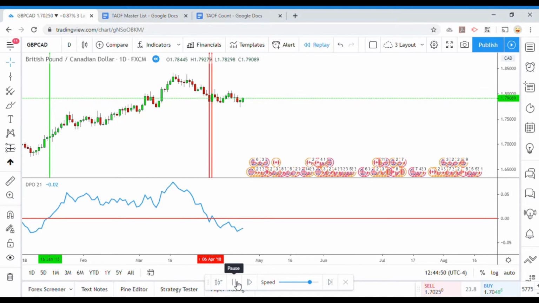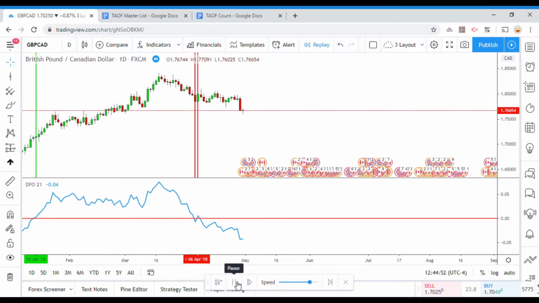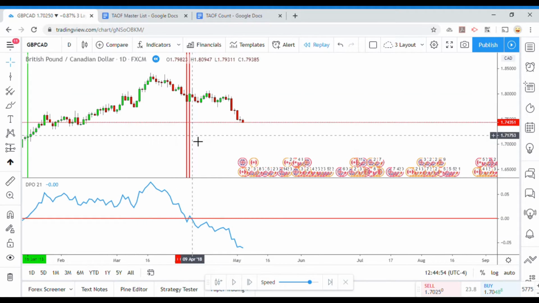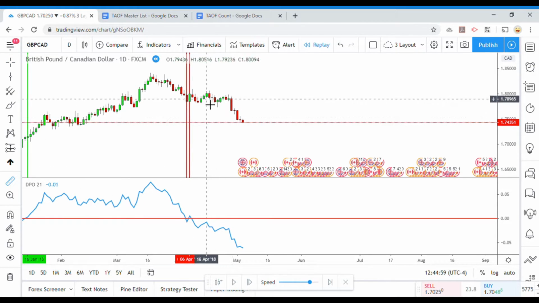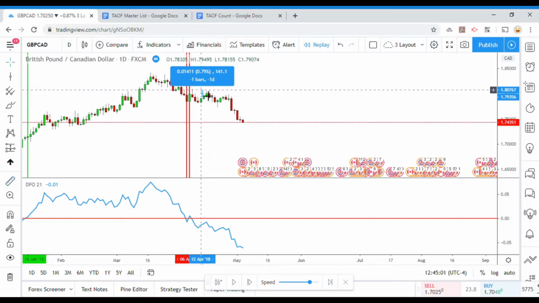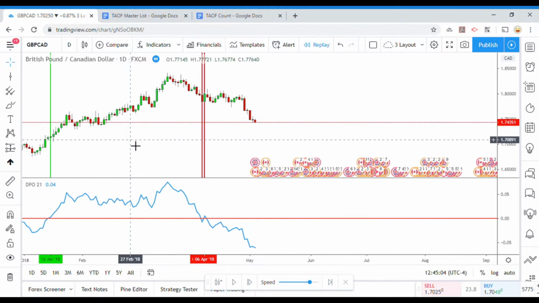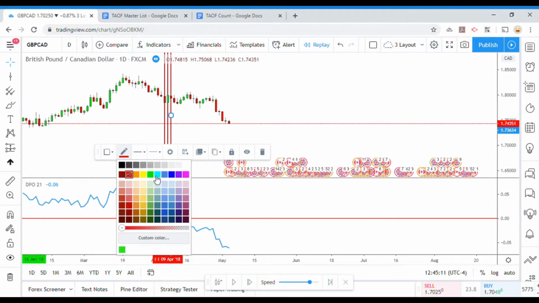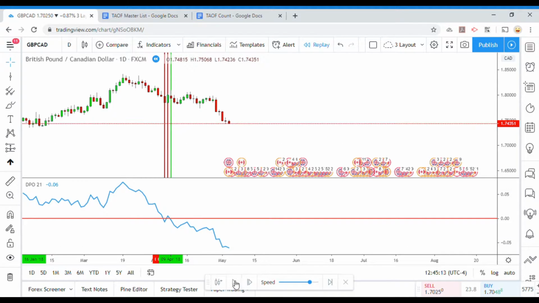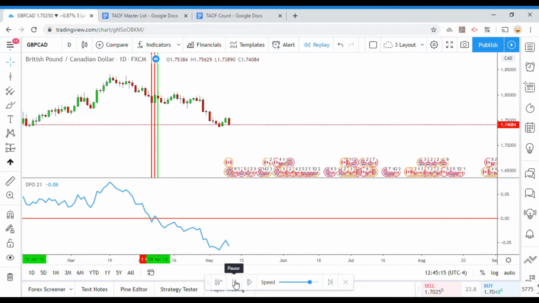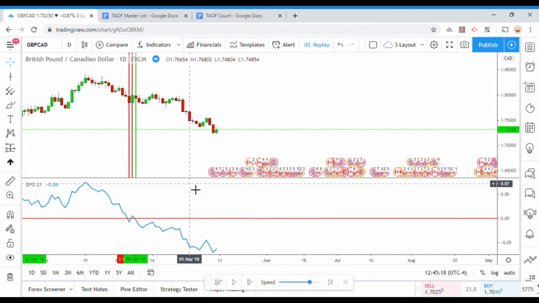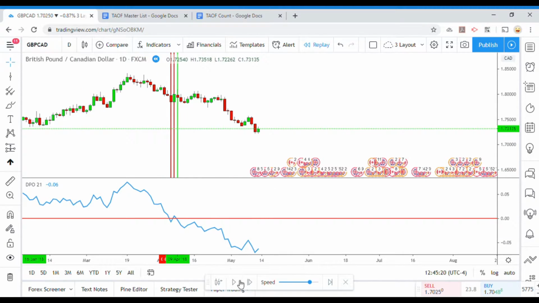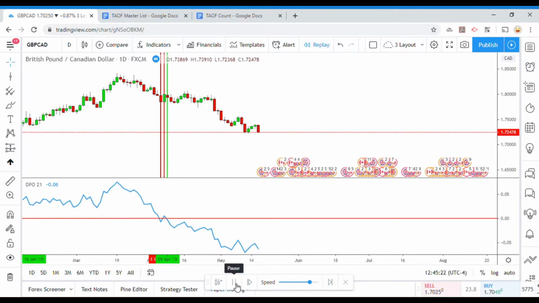Let's see where we would have ended up here. Not too bad. It took a minute for it to fall, and I don't think we would have gotten stopped out here. No, we would not have. So that would have ultimately been a winning trade. All right. So we're about 50-50. Not too bad.